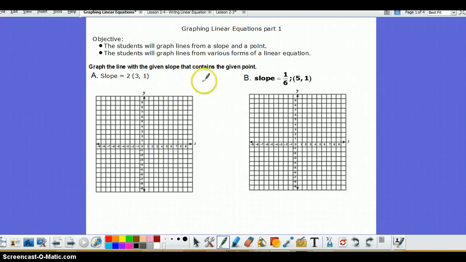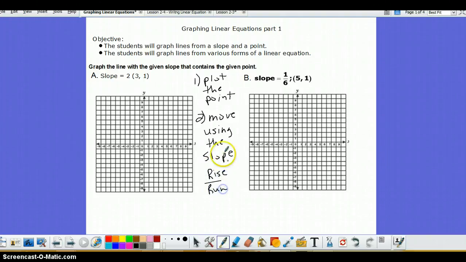So remember, when graphing, two steps. We want to plot the point, and then we want to move using the slope, which, remember from the last video, is rise over run.